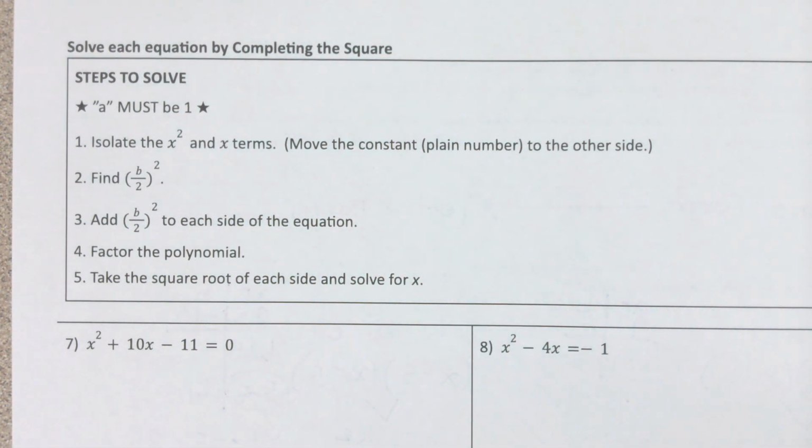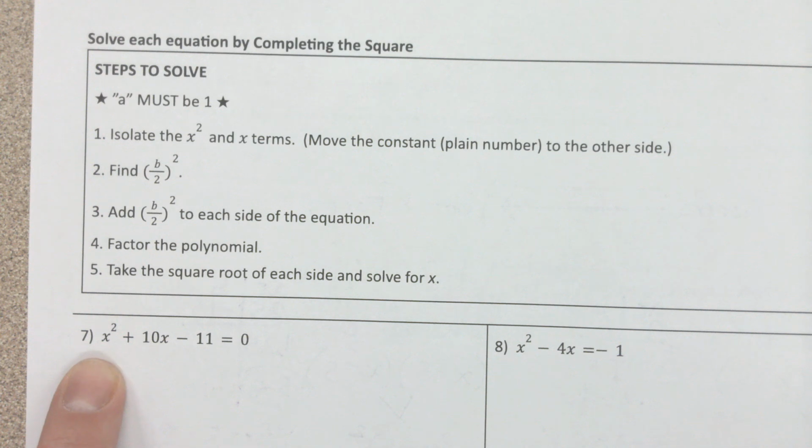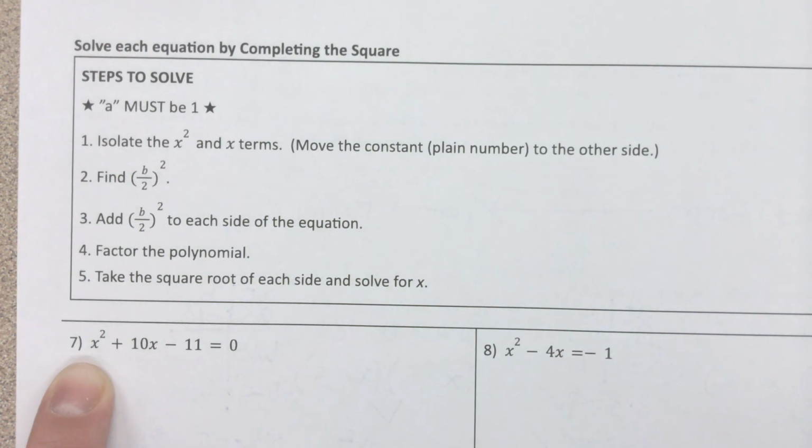Here are the problems you will be solving by completing the square. So we have our equation. Very first thing you want to do before you start the process, make sure that in front of that x squared there is no number besides 1. If there is, you can't do this process. Once you've made sure that that is a 1 there, we're going to start solving.